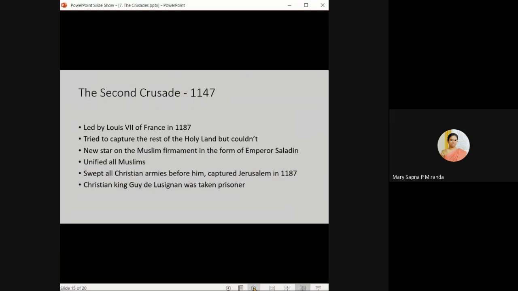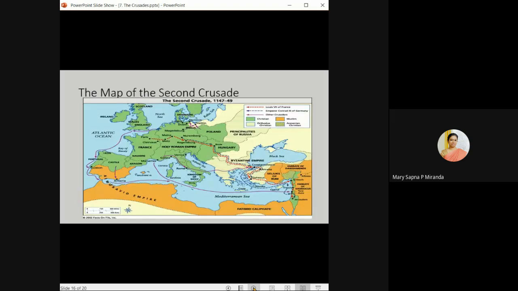So he was a unifying force. He unified all Muslims and they swept all Christian armies. And they captured Jerusalem in 1187. So now Jerusalem went out of the hands of Christians into the hands of Muslims, and all these Muslims were united by Emperor Saladin. And the Christian king Guy de Lusignan was taken prisoner.